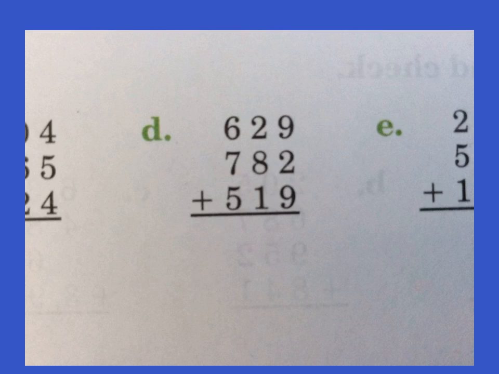D. 9 plus 2 is 11, plus 9 more would be 20. So put a 0, carry the 2. 2 plus 2 is 4, plus 8 is 12, and plus 1 would be 13. Put a 3, carry the 1. 1 plus 6 is 7, plus 7 more is 14, plus 5 is 19.